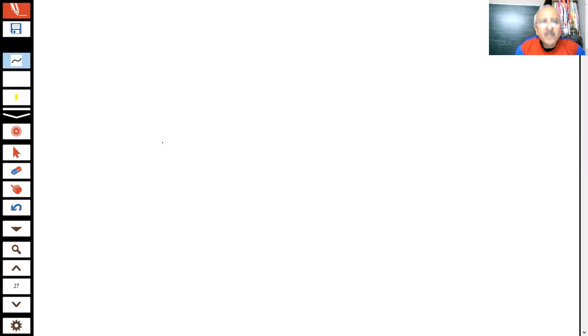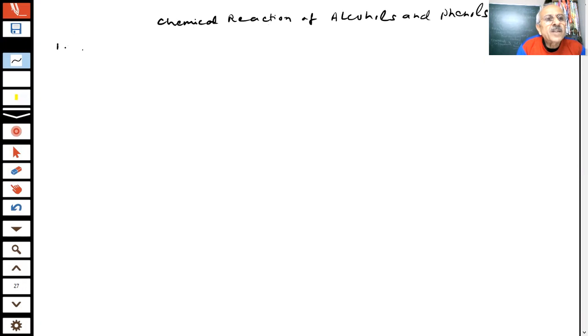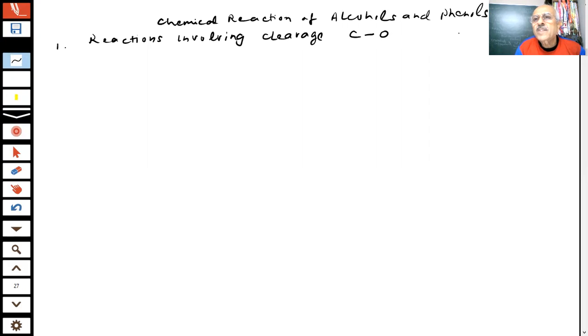So, what is our discussion, students? We are discussing the chemical reactions of alcohols and phenols. Today we will mainly be discussing reactions involving cleavage of the carbon-oxygen bond. In alcohols, we are talking of the cleavage of this carbon-oxygen bond.